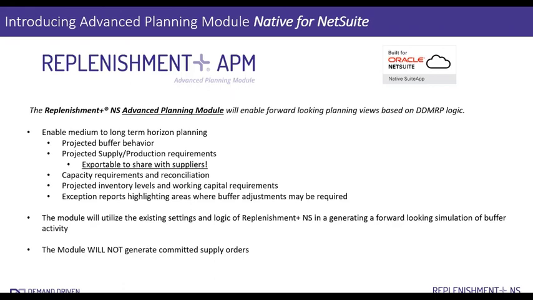What the advanced planning module is going to do is enable forward-looking planning based on DDMRP. So this will allow us to do medium to long-term horizon planning, where we're going to be able to project forward buffer behavior. We'll also be able to use projected supply and production requirements. So this is a big feature here that a lot of our customers have been asking for, an exportable supply plan that you can share with suppliers, so you can start letting your suppliers know what you think you will be requiring from them months in advance.